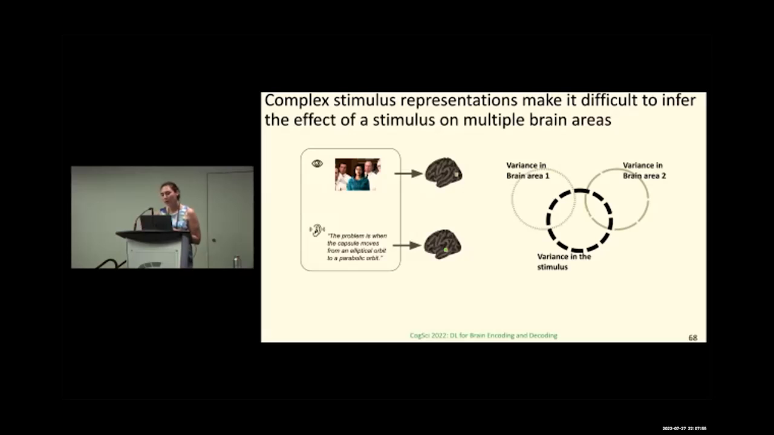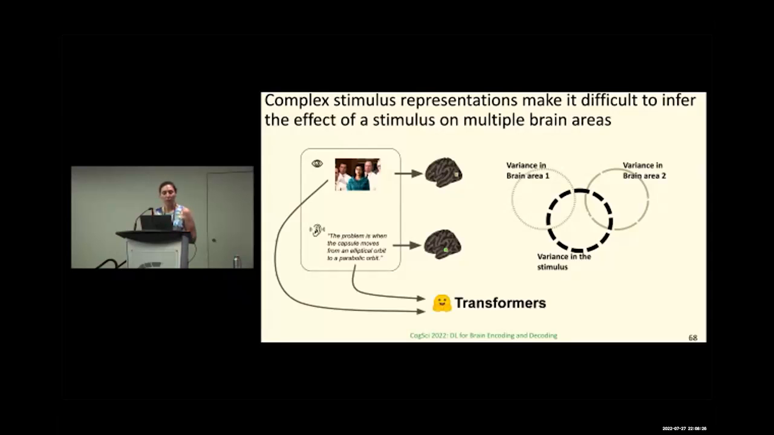And so we can build this kind of Mickey Mouse schematic where these two gray circles you can think of as the variance in each different area. And this variance in the stimulus is overlapping with both of these different areas, but in different ways. So the stimulus is actually important for both of these areas, but in different ways, right? One area is influenced by the visual information, the other one by the auditory information.